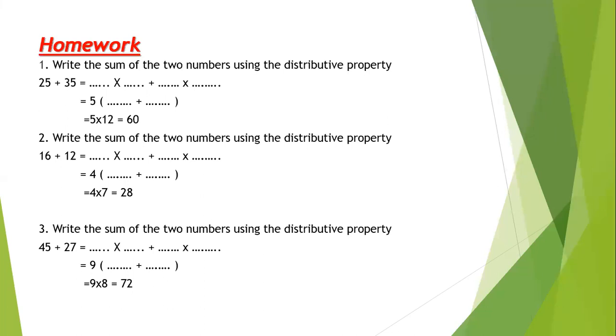The homework. Number 1: write the sum of two numbers using the distributive property, 25 plus 35. Number 2: write the sum of two numbers using the distributive property, 16 plus 12. Number 3: write the sum of two numbers using the distributive property, 45 plus 27.